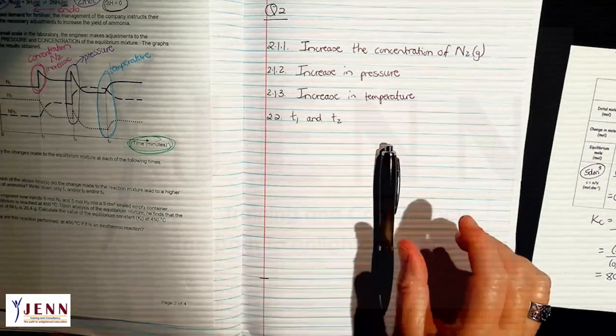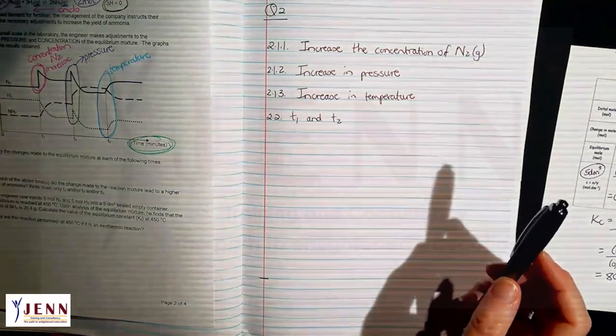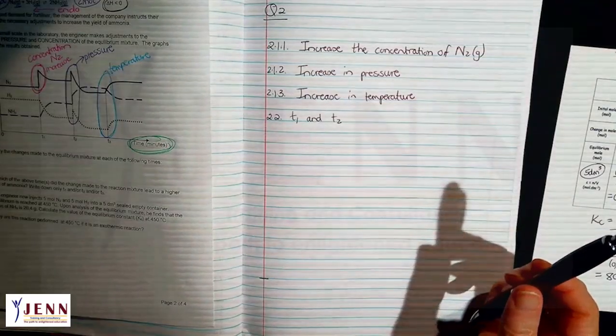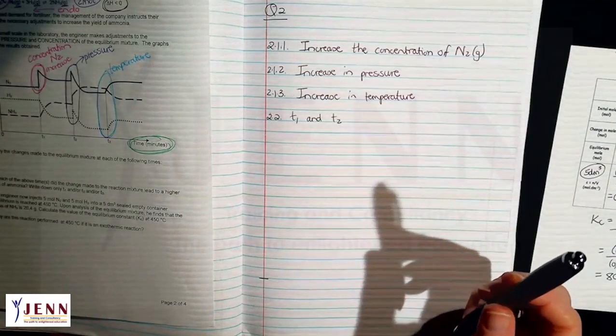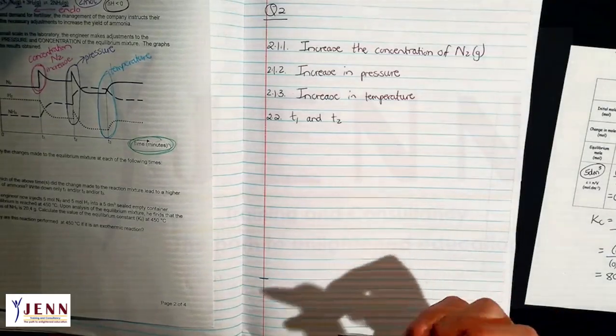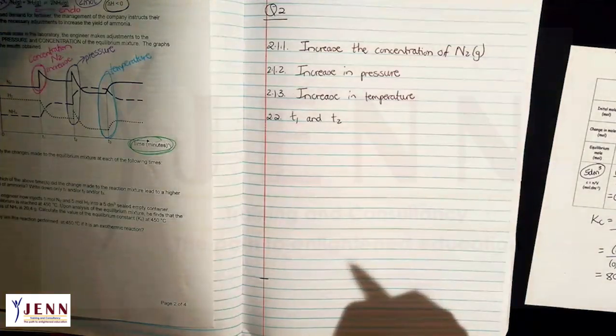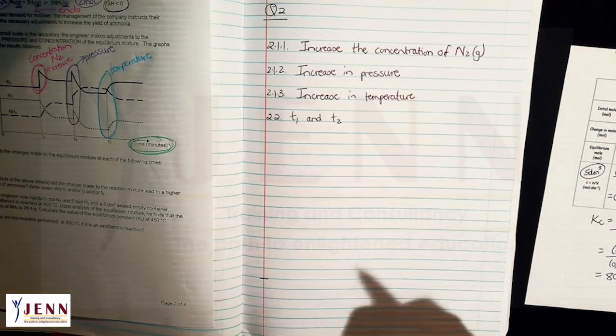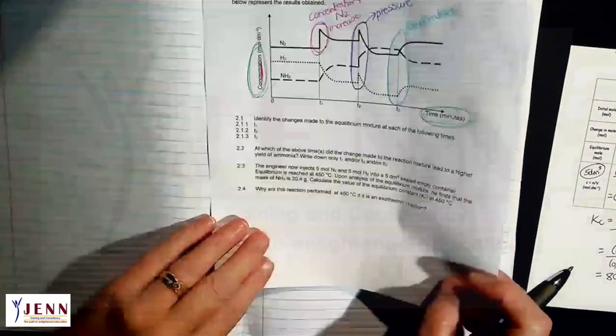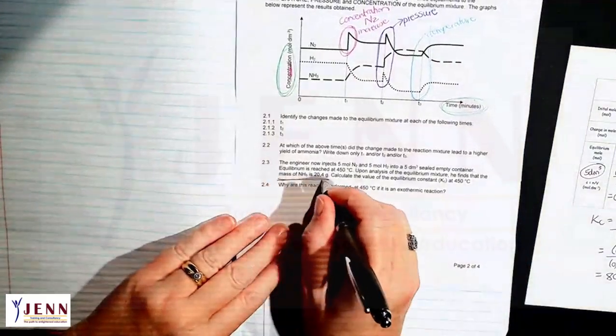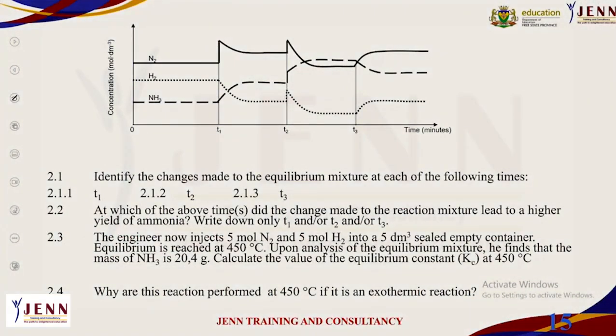Okay, now they tell me the engineer now injects 5 moles of N2 and 5 moles of H2 in a 5 cubic decimeter container. Okay, this guy just did 5 of everything. Equilibrium is reached at 450 degrees Celsius. Upon analysis of the equilibrium mixture, he finds that the mass, okay, boys and girls, be cautious. We always give moles, so you read over this. It is a mass. Calculate the value of the equilibrium constant, Kc, at 450 degrees.